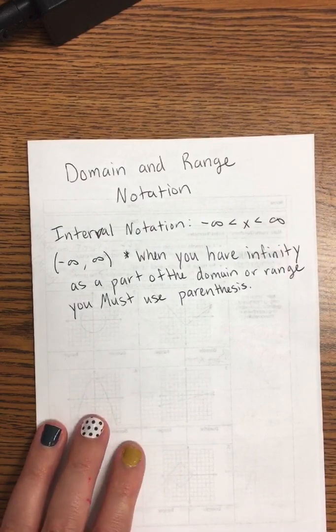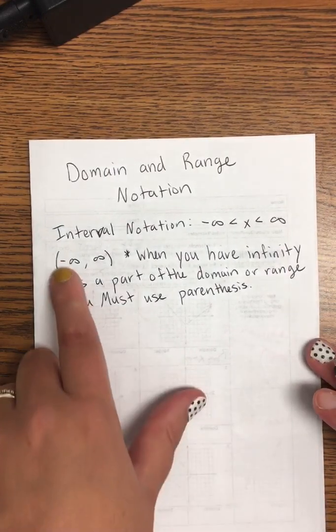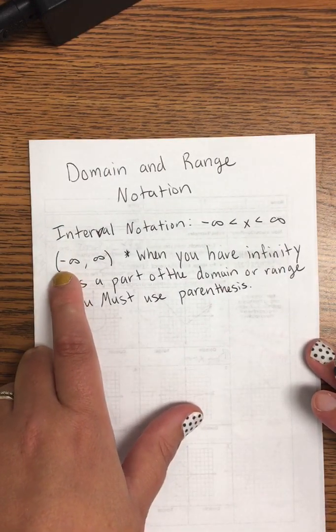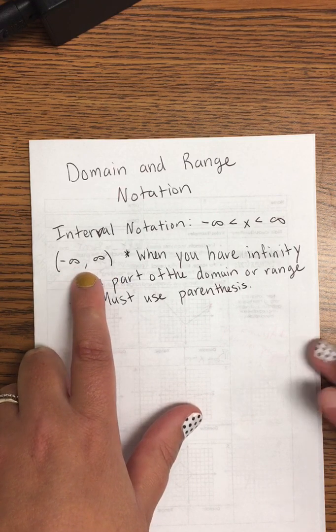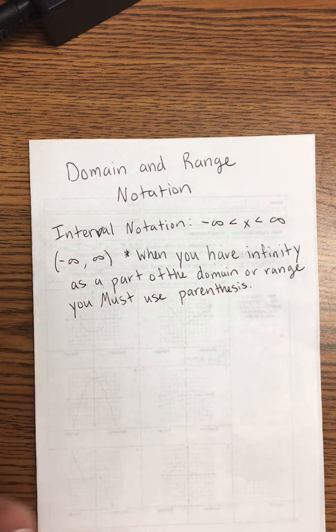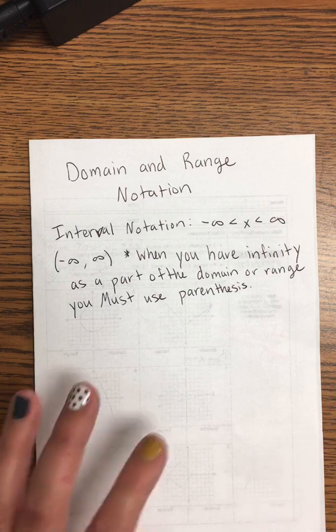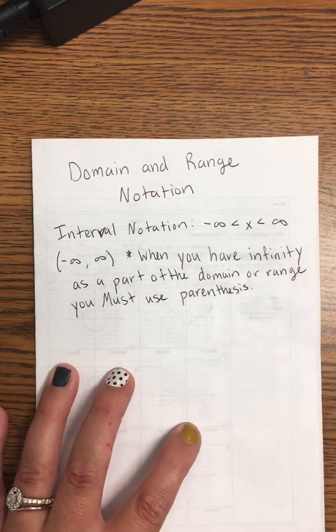Okay. So in interval notation, the parentheses mean that this number is not included. Now, we can't include infinity because it goes on forever. So that's why we always use parentheses. Okay, so here's another way of writing the exact same thing.